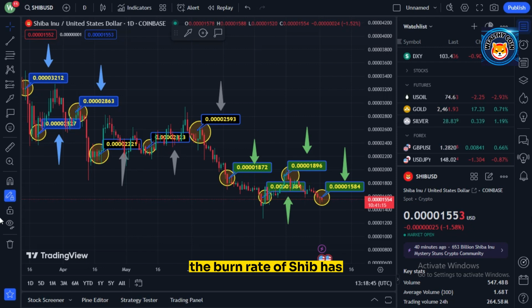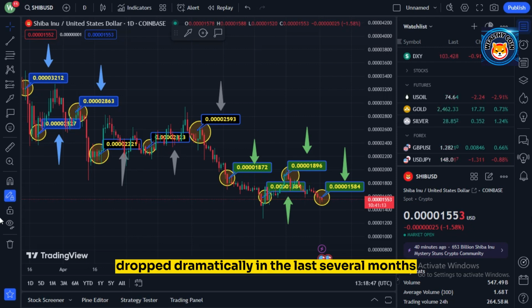The burn rate of Shib has dropped dramatically in the last several months. According to statistics from Glassnode, the rate dropped from above 8% in December 2021 to a mere 3% in January 2023.